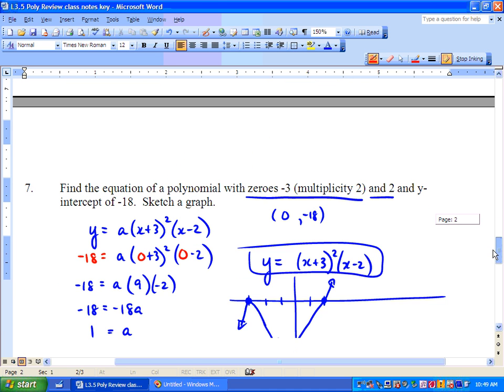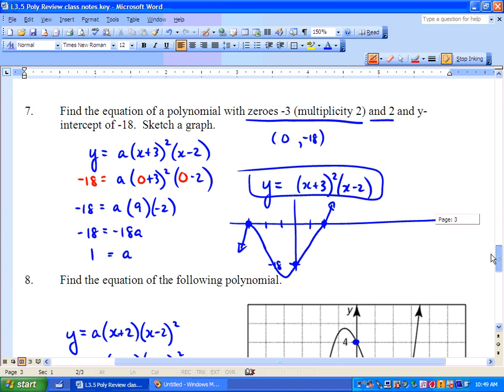Now, number 7. Here's the meat and potatoes of the chapter. Find the equation of a polynomial that has zeros of negative 3, multiplicity 2. Hopefully you remember that from last period. It means that you're going to have a factor of x plus 3, and it's going to show up twice. That's what multiplicity 2 means. And you're going to have a factor of 2, and so, a root of 2, and so you have a factor of x minus 2.